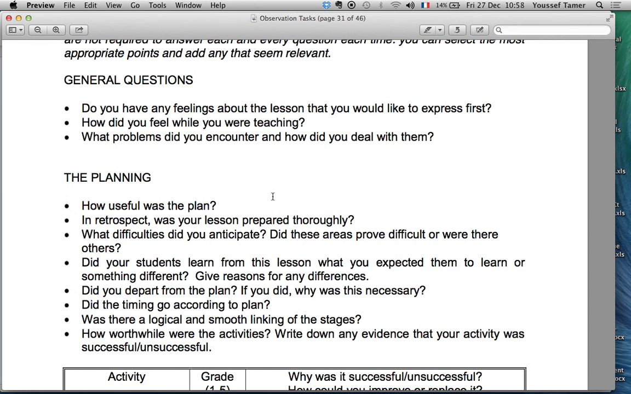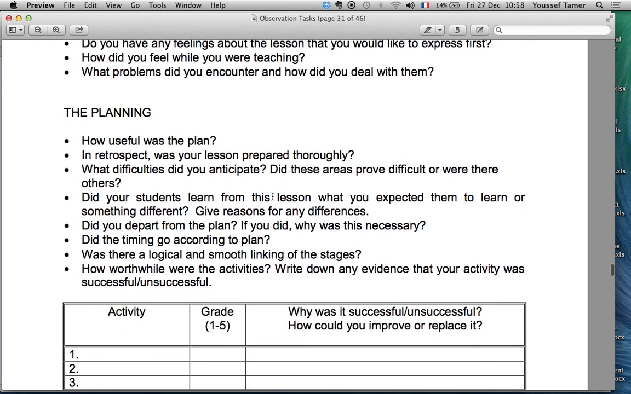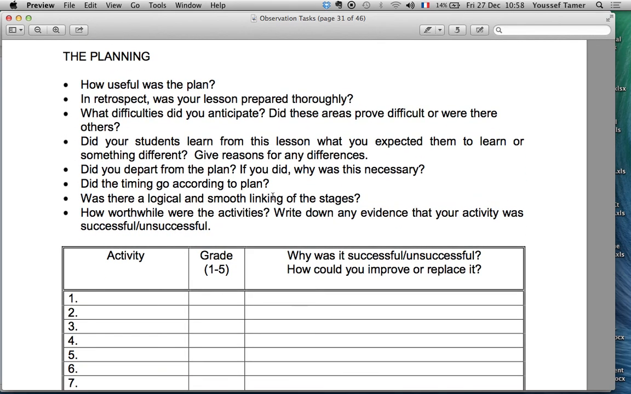Something that is important. What difficulties did you anticipate before in your preparation? You can anticipate some of the problems, yes? Okay. Did these areas prove difficult, or were there others? You anticipated something and then you found other things. Okay. Did your students learn from this lesson what you expected them to learn or something different? Give reasons for any differences.